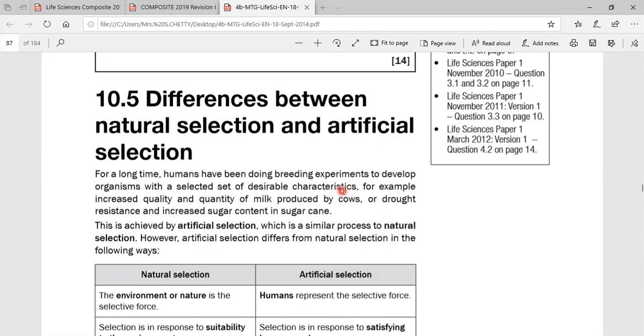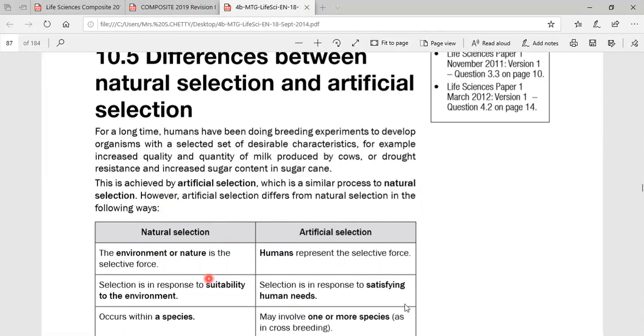This is where humans have been doing these breeding experiments. Therefore, humans represent the selective force. Know at least two differences to give you a total of 5 marks: 1 for drawing the table and 2 for any set of differences. When you're writing your differences, make sure you rule off.